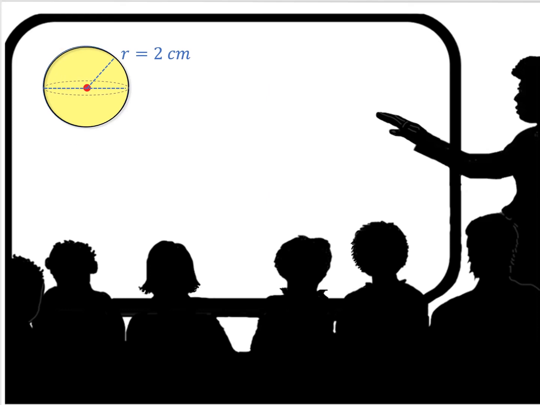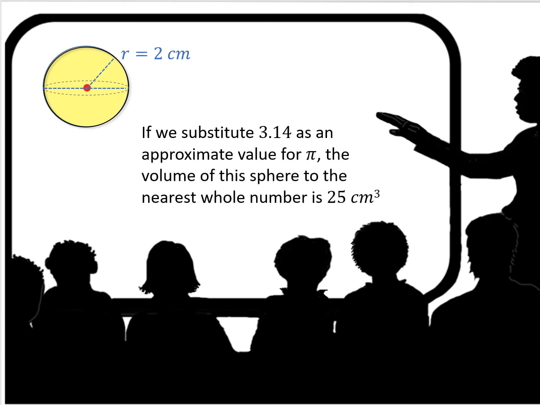So here we have our sphere from the previous problem. If we substitute 3.14 as an approximate value for pi, the volume of this sphere to the nearest whole number is 25 centimeters cubed. Let's take a look at how that's done. So we had found our volume as 8 pi centimeters cubed. We plug in 3.14 for pi. Do the multiplication, we get the volume is equal to 25.12 centimeters cubed. We round 25.12 to 25, the whole number, centimeters cubed.